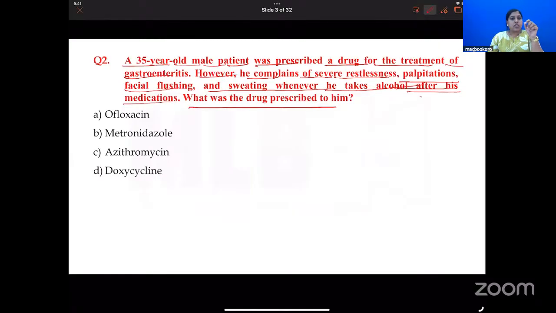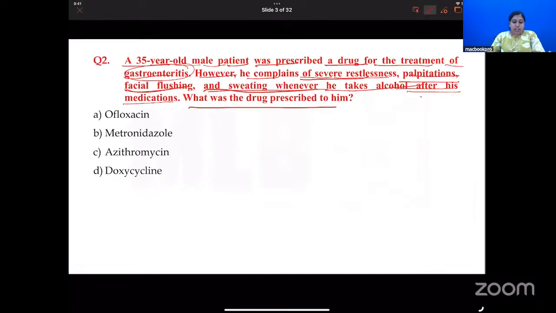A patient was given pharmacological treatment for gastroenteritis, and he complains of severe restlessness, palpitation, facial flushing, and sweating whenever he takes alcohol after ingestion of this medication. So now tell me, classically, what is the correct answer? Yes, Omeshwari, please give a big round of applause to Omeshwari.